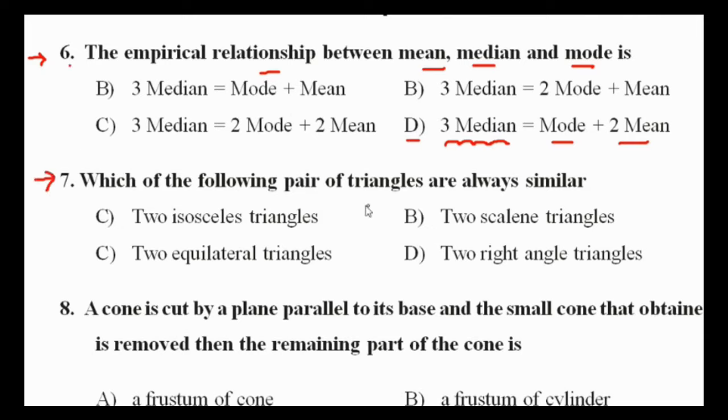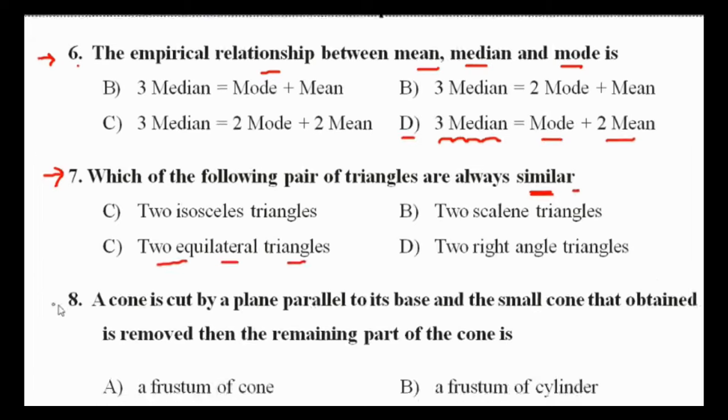Seventh question. Which of the following pair of triangles are always similar? Similar means the sides should be proportional and the angles should be the same. So always two equilateral triangles are similar to each other.